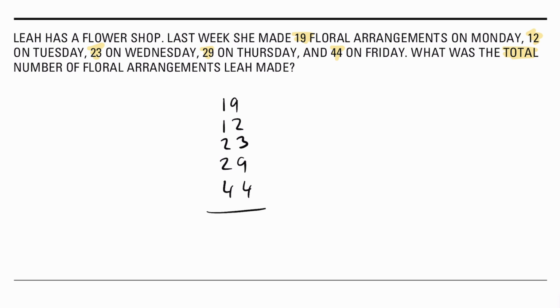And so same process as the last question. So we get 9 plus 2, which is 11, plus 3 is 14, plus 9 is 23, plus 4 is 27. So we want to carry that 2 over. Then we get 2, and then 2 ones, which is 4, plus 2 is 6, plus 2 is 8, plus 4 is 12. And we find out that she made 127 floral arrangements that week.